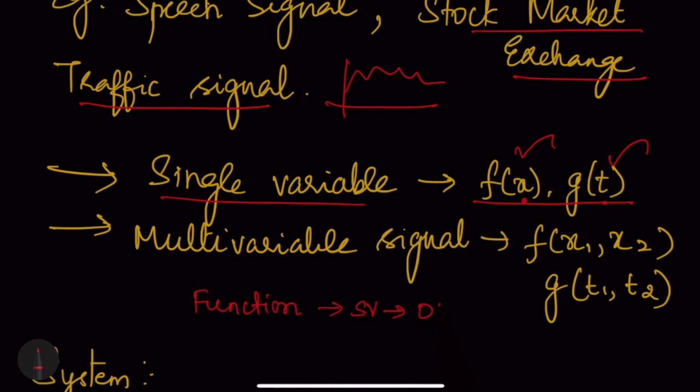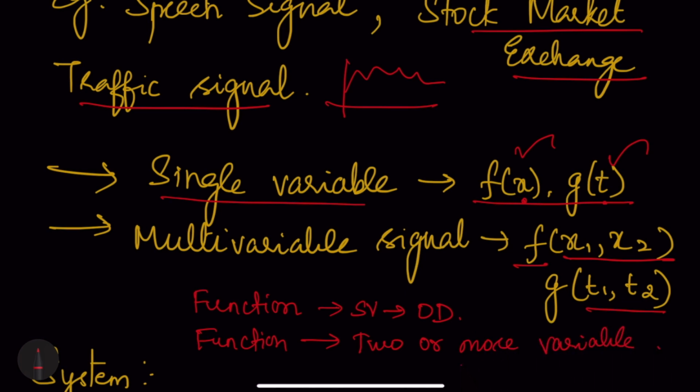The same thing, when a function depends on two or more variables, x1, x2 or t1, t2, you call such a signal a multidimensional signal or a multivariable signal. And if it depends on a single variable, you call it a single variable function or a one-dimensional signal. The best example for a one-dimensional signal is a speech signal.